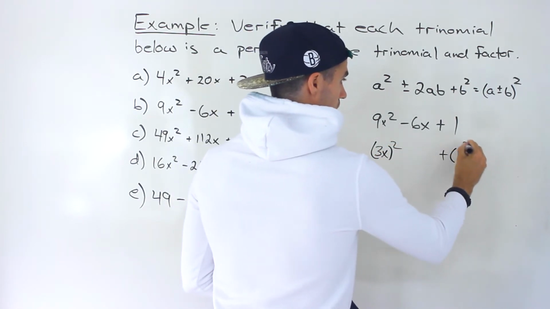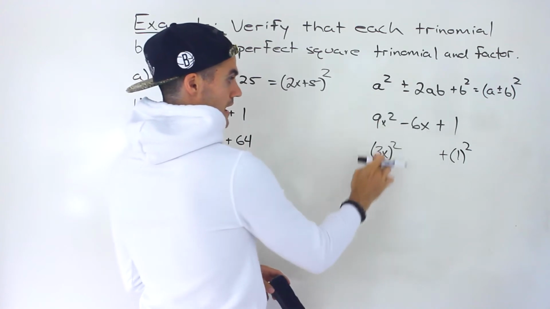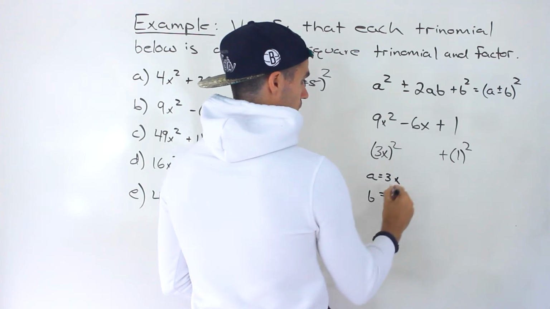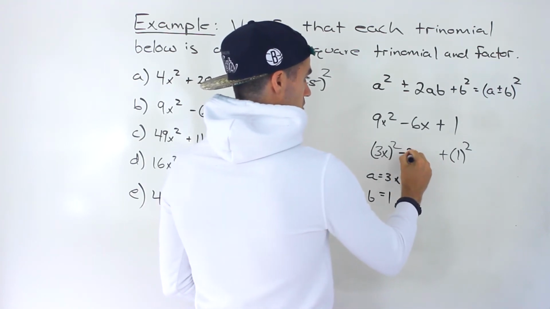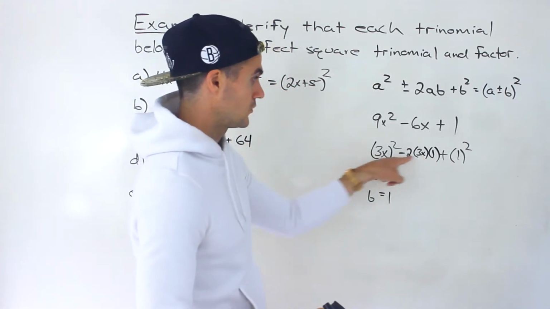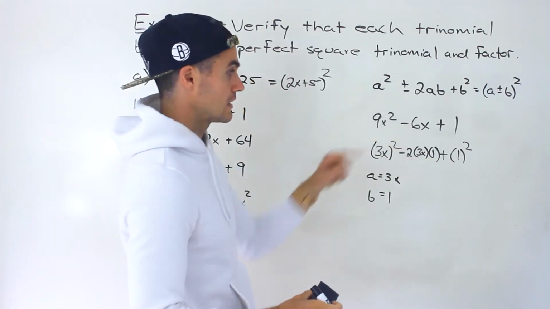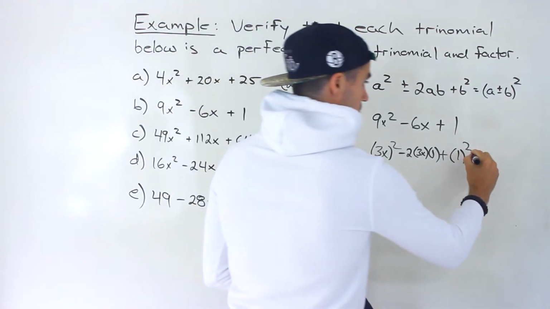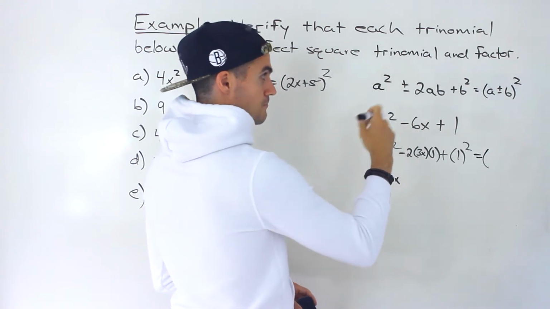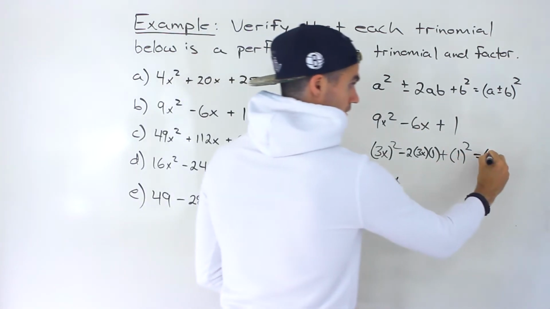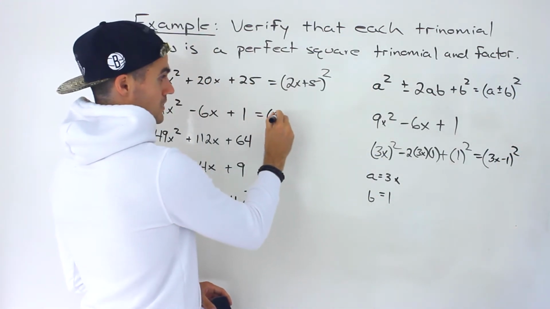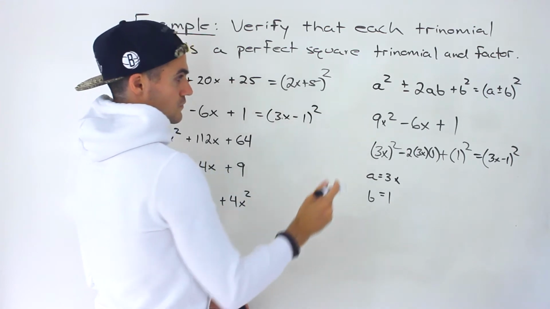Now this one we could just rewrite as 1 squared. So notice the a value is 3x. Notice that the b value is 1. So we'd end up with minus 2 times the a value of 3x times the b value of 1. Notice that when we multiply these, we do indeed end up with negative 6x. So, because we're able to rewrite it like this, then we know it's equal to a minus b squared, 3x minus 1 squared. So that's what it is going to factor to.